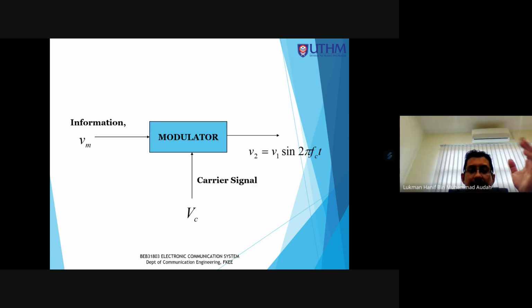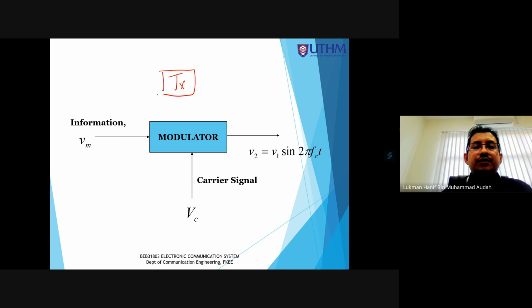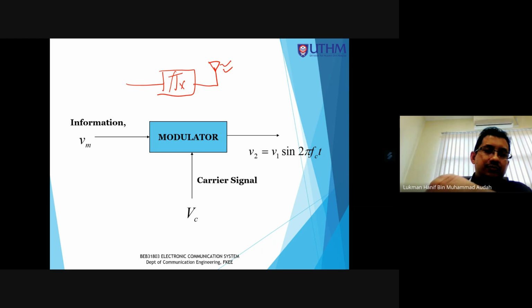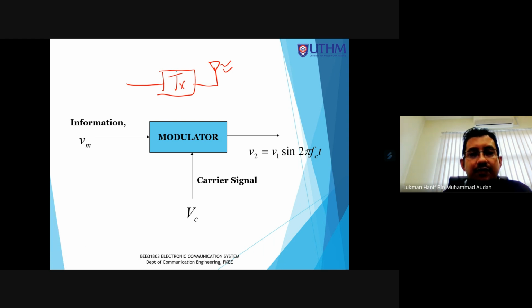This is the basic block diagram of the modulator. Remember that the modulator is a part of the transmitter. So again, my favorite picture. Let's say I use a different color, for example. Within the transmitter, maybe somewhere here is the modulator part. So the modulator is somewhere here in the transmitter.